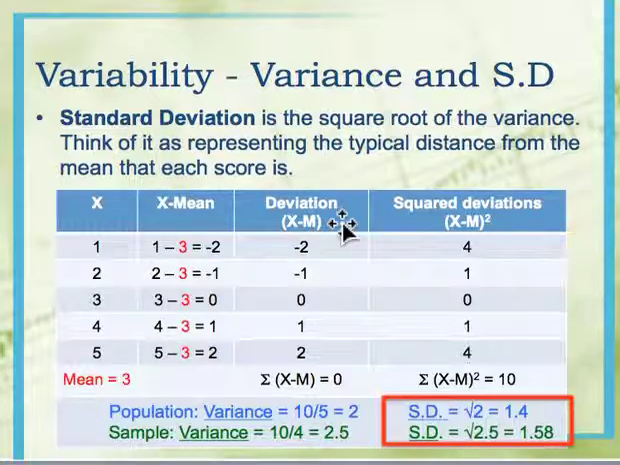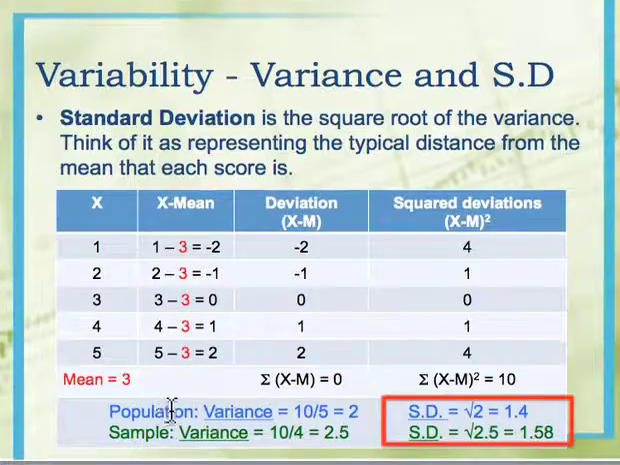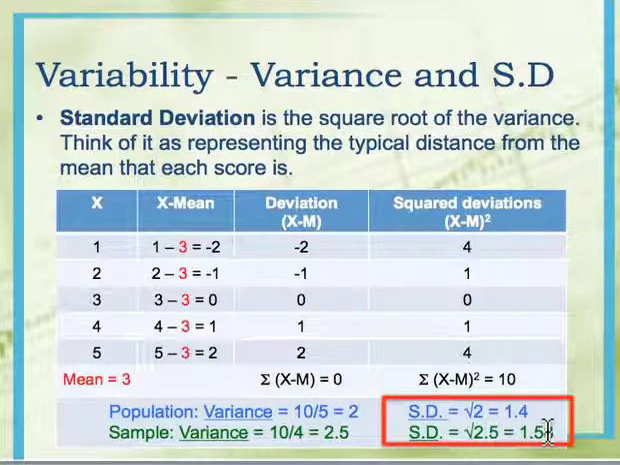When I look at my population and sample variances, population variance was 2 and sample variance was 2.5. My standard deviations are going to be the square root of those. So the population standard deviation is the square root of 2, or 1.4. Standard deviation, if it were a sample, is going to be slightly larger because I typically underestimate variability in populations when I'm using sample data. It's going to be the square root of 2.5, which is 1.58.